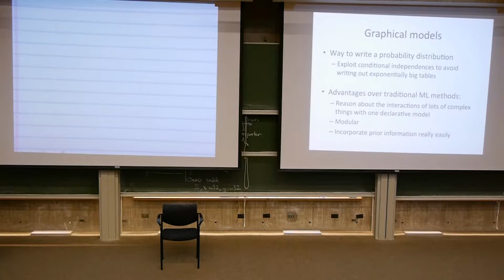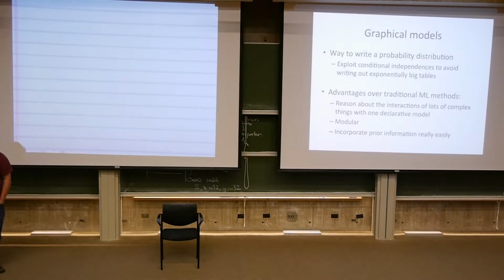So as a recap, graphical models in general are just a way to write down any probability distribution. And the advantage of doing that is that if you have a distribution with a lot of variables, the graph lets you account for a lot of the independences that reduce the dimensionality of the distribution that you need to represent a lot.